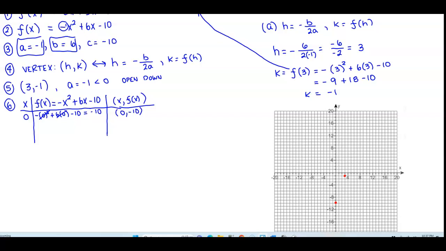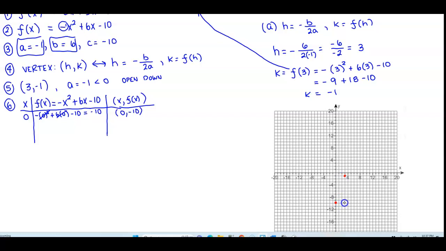Now remember that when we have a symmetrical graph, that means if this point here is a certain number of units from the x-value of the vertex, this is over 1, 2, 3 units.